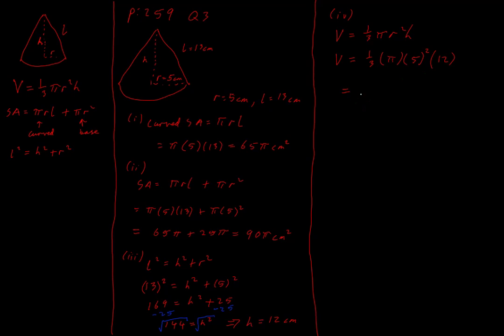And when I put that into my calculator, remembering that I don't put pi in, I get 100 multiplied by pi, and this is volume, so it's centimeters cubed. And that's my final answer.